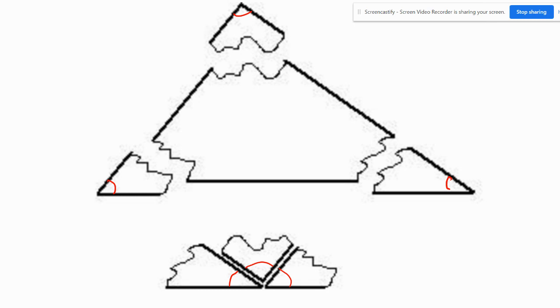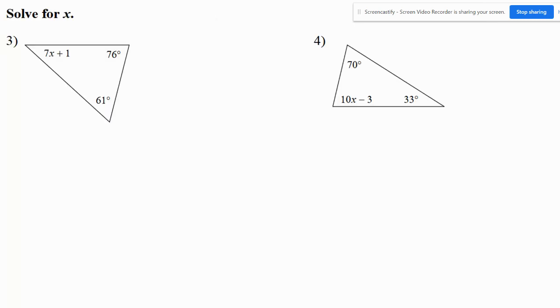Just grab a triangle, cut the corners, put them together, and you will notice that it makes the angle of a line. Now, the angle of a line is equal to 180. So I'm just going to add everything. I'm going to add the three angles of a triangle, and I'm going to let this equal 180.